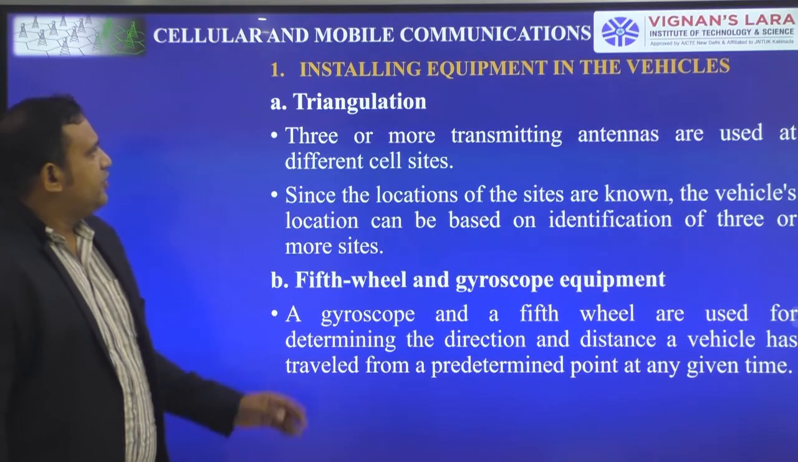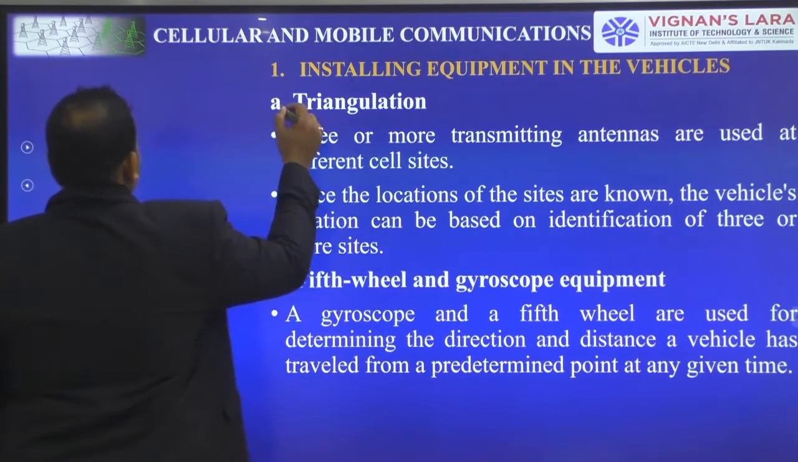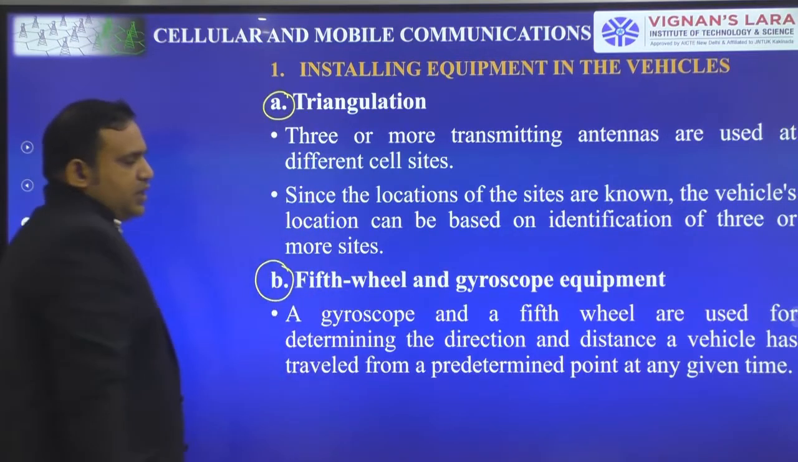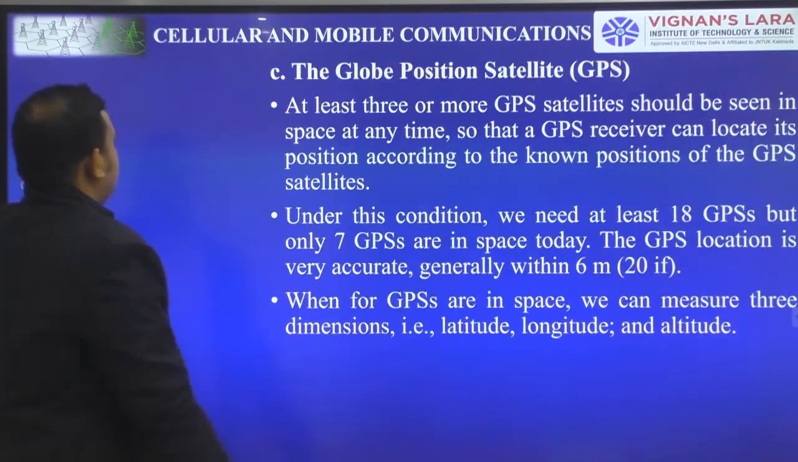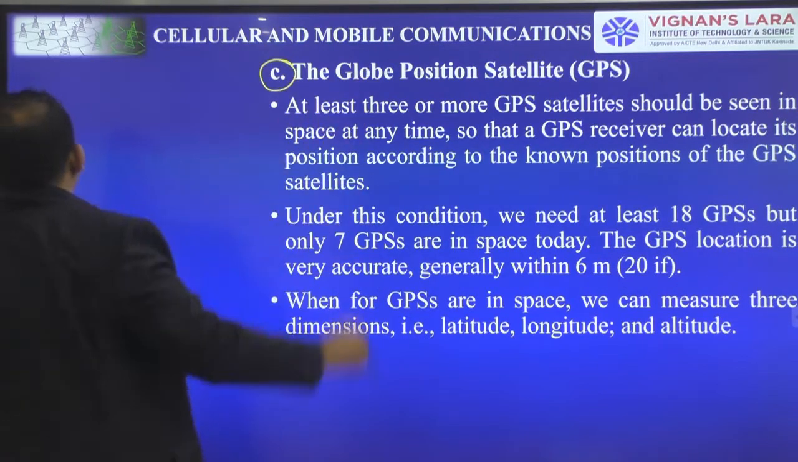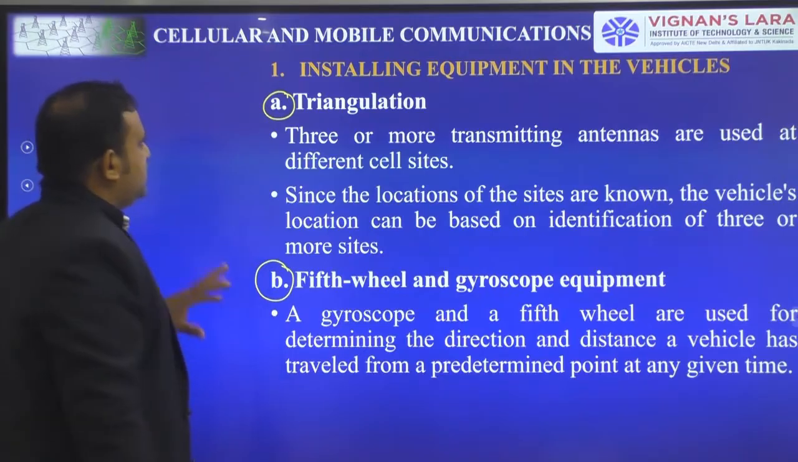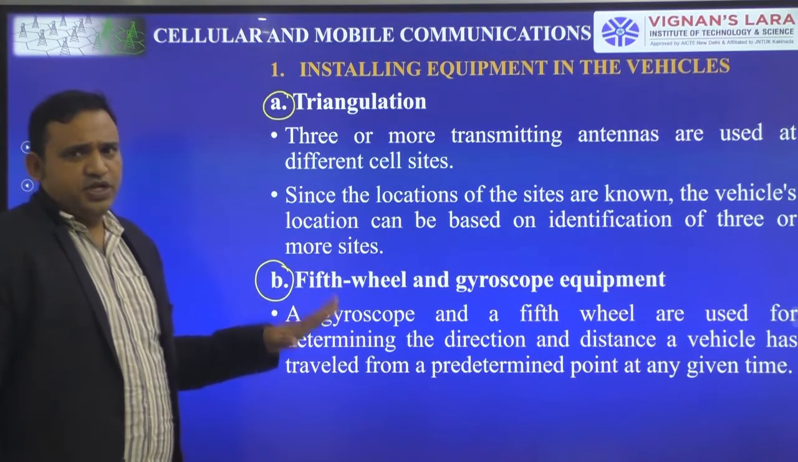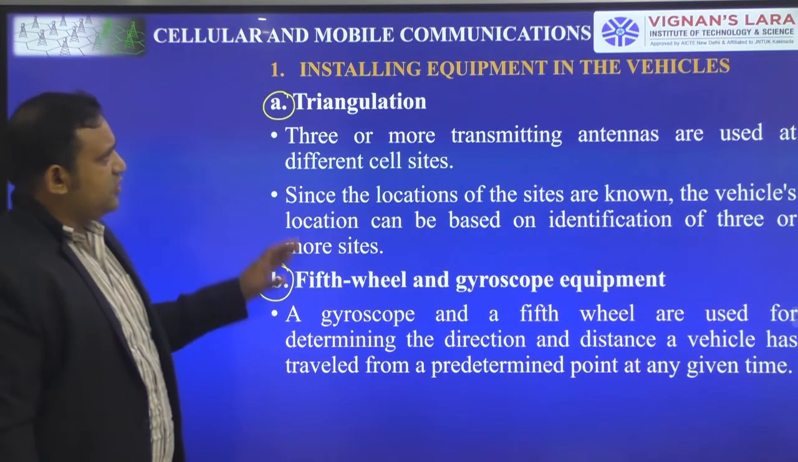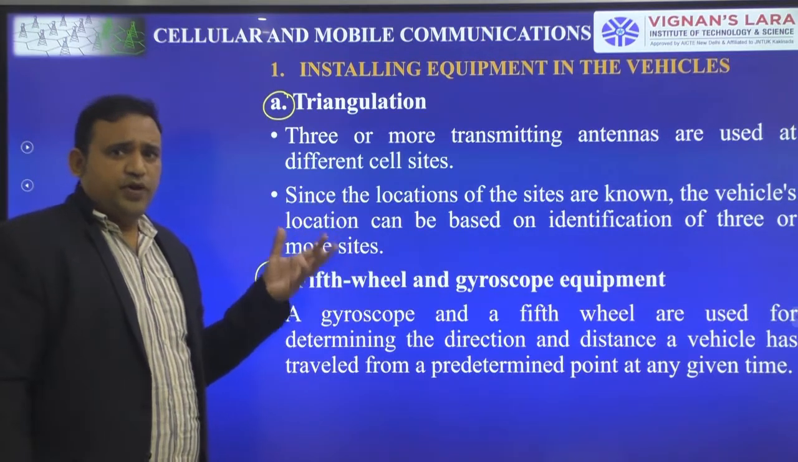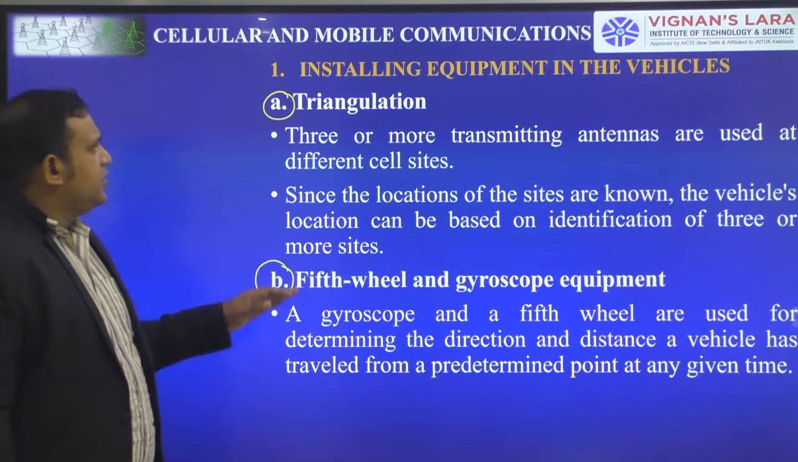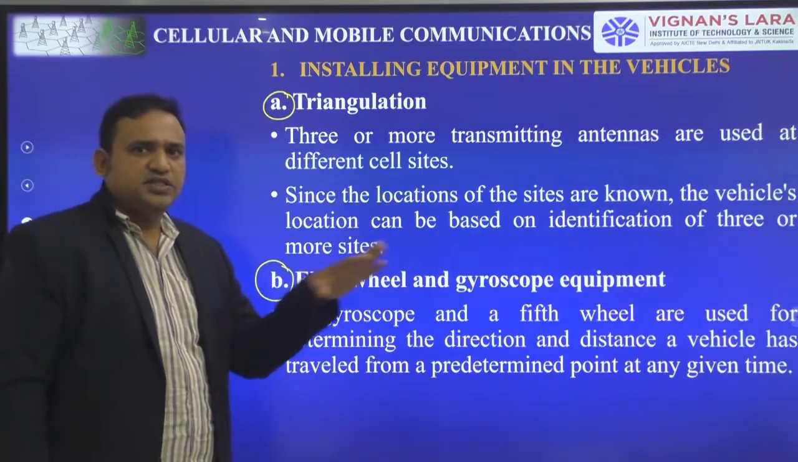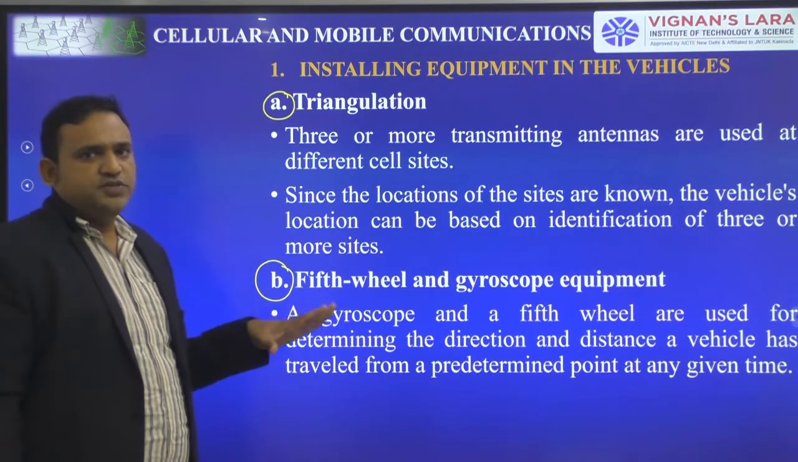First one, by using triangulation. Second one, fifth wheel and gyroscope equipment. Third one, GPS. You know what GPS is well. Anyway, by installing these three, we can find the location of the vehicle. Installation of equipment in the vehicle means in the mobile unit. Three or more transmitting antennas are used at different cell sites.